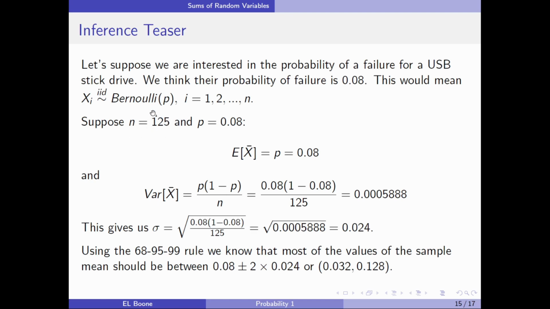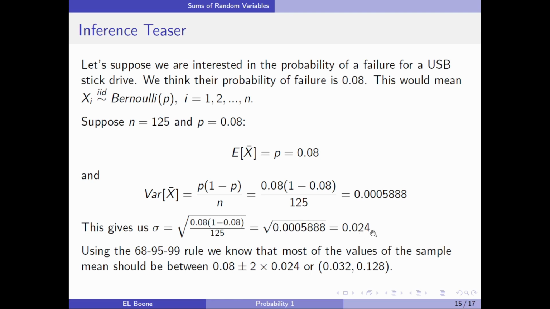So if we took 125 of these USB sticks and tested them, we would expect, if it's true that the probability of failure is 0.08, that we would expect p to be 0.08. Now, it's not actually going to be that because we've got to collect data and it's random, but this is where we would expect the mean of this thing to be. And if we go through, this is what we would expect the variance to be, which is 0.0005888. And if you take the square root of that, that's 0.024.